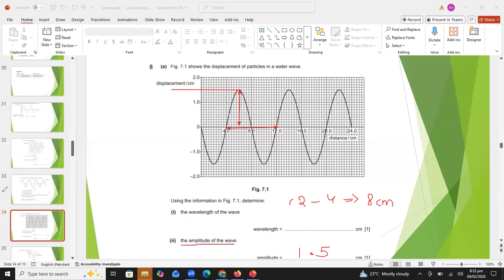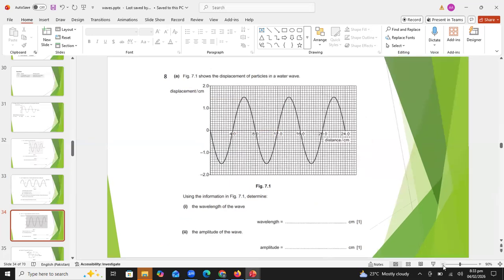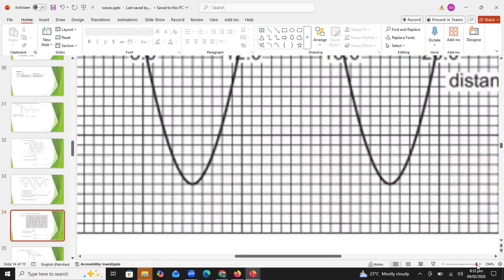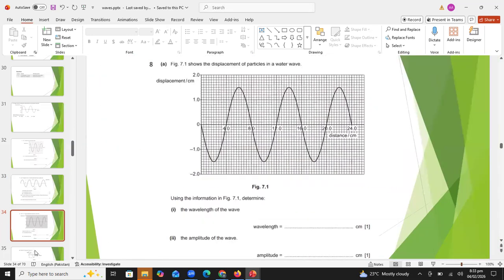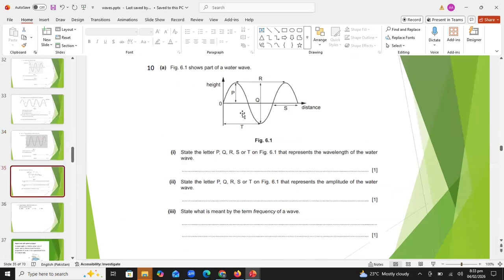All right. Now I'm moving towards the next question. We have completed this part and you can see most of the questions are related to the characteristics of wave. Now in the next question number 10, the figure shows a part of a water wave. State the letter P, Q, R, S or T on figure 6.1 that represents the wavelength of the water wave. So we have to find the wavelength here.